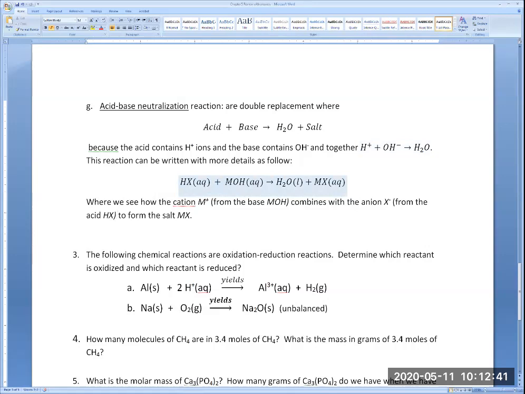Then the cation from the base, M+, because it's one OH, will combine with the anion from the acid, because the acid is made of the ions H+ and X-. So that X- will combine with the M+ to form the salt, and the salt will have the generic formula MX. The salt can be aqueous or solid. Sometimes it's also a precipitation reaction at the same time as it's an acid-base reaction. But again, it's a double replacement reaction where H+ goes with OH-, and M+ goes with X-, and you form new compounds. So I added this to the acid-base kind.